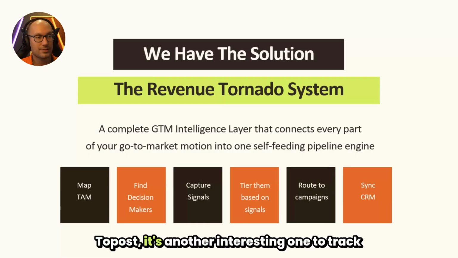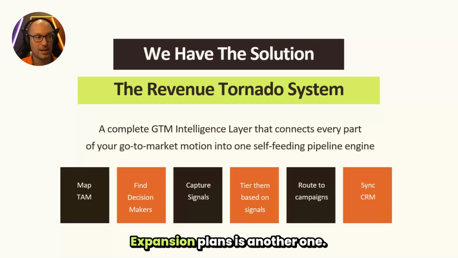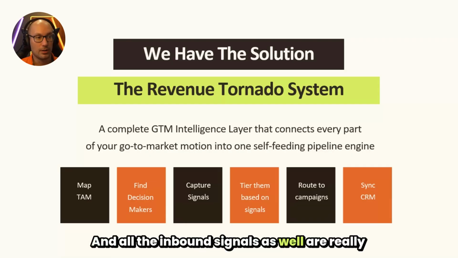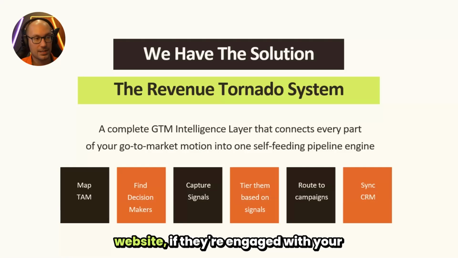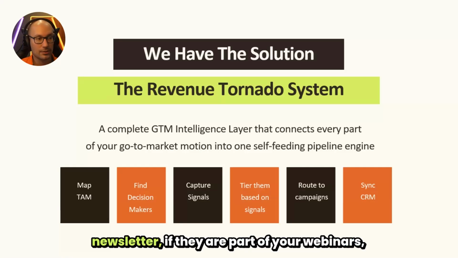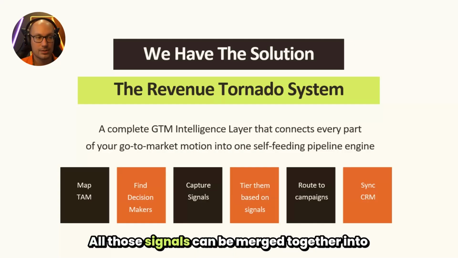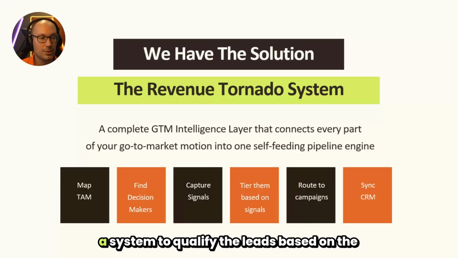Job post, it's another interesting one to track the company situation. Expansion plans is another one, product launches, and all the inbound signals as well are really interesting. Like if they visit your website, if they engage with your newsletter, if they are part of your webinars, and so on. All those signals can be merged together into a system to qualify the leads based on the signals.